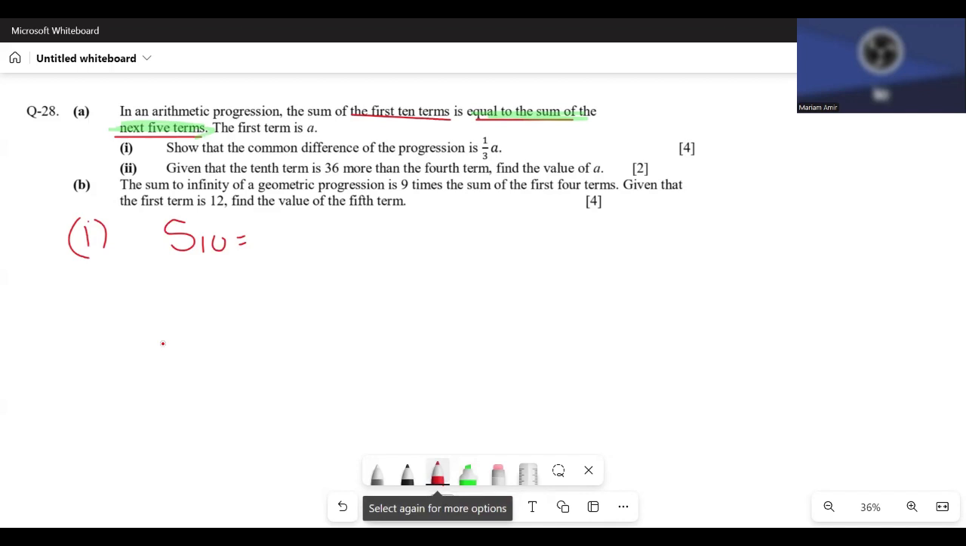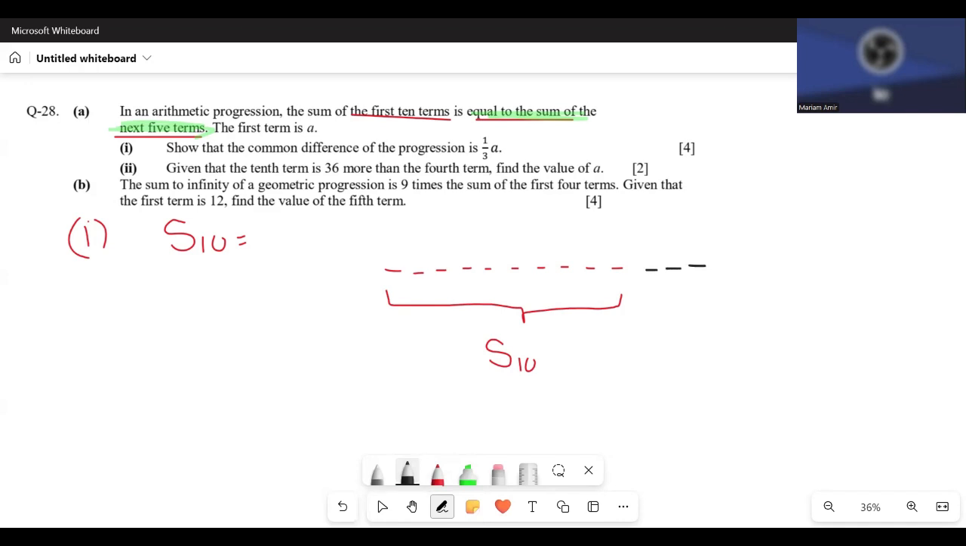We know they're talking about the sum of the first 10 terms: 1, 2, 3, 4, 5, 6, 7, 8, 9, 10. These are the first 10 terms, and their sum is S10. But this sum is equal to the sum of the next 5 terms, 1, 2, 3, 4, 5. So this is the 11th term, and this is the 15th term. We can't call this S15, because S15 is the sum of the first 15 terms, but these are just the 11th till 15th terms.